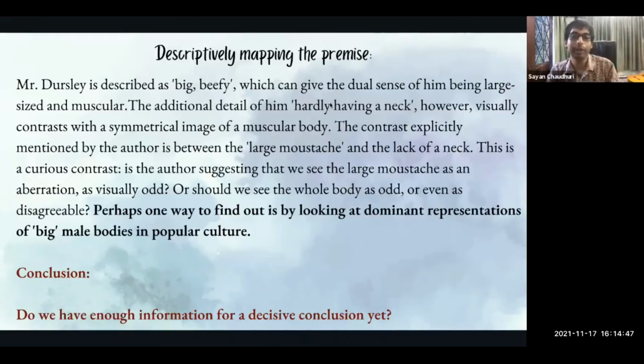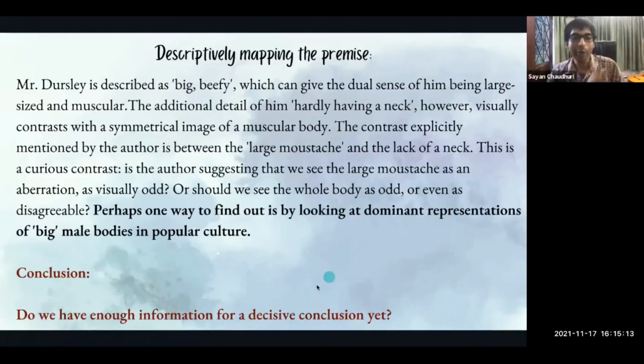There's an additional detail, right? Along with big and beefy, there's the additional detail of him hardly having a neck. Now, what does this do? This contrasts with a symmetrical image of a muscular body. So this is something you can point out. You can say that there is a quote unquote symmetrical image of a muscular body, which is premised on what we call an ableist or an able-bodied assumption that, okay, this is how a body needs to be. You must have this length of neck.